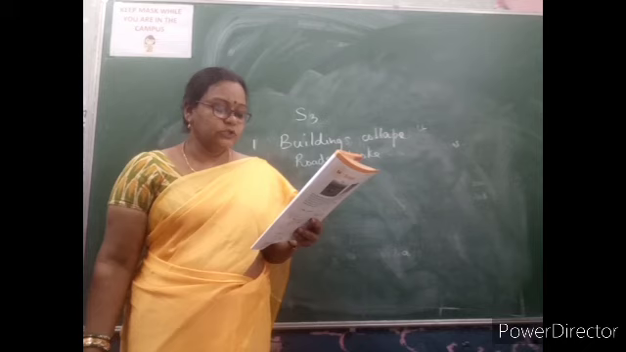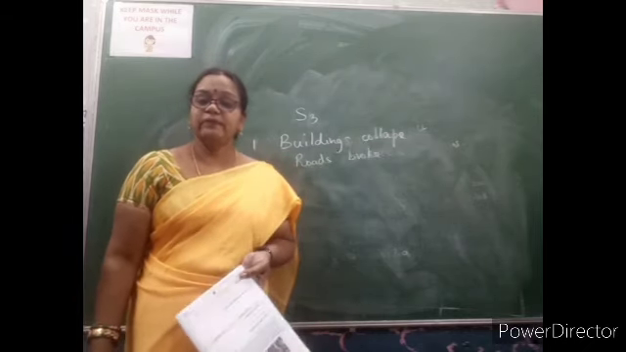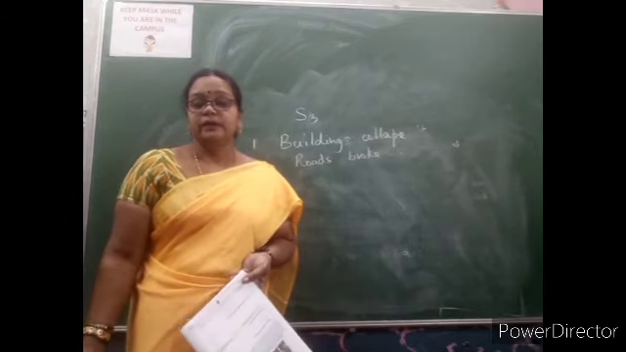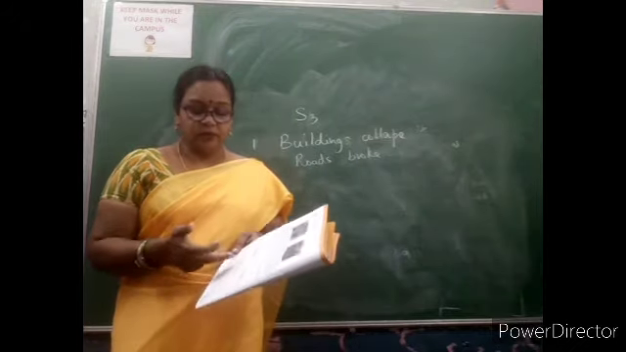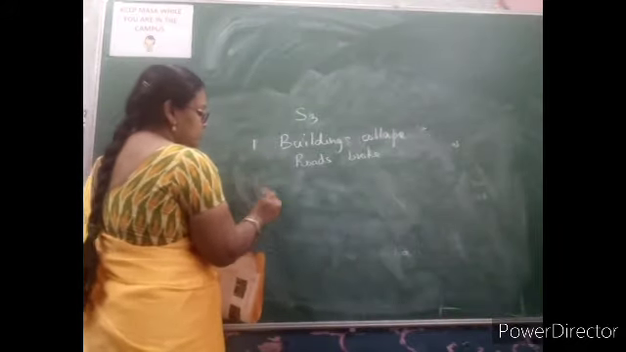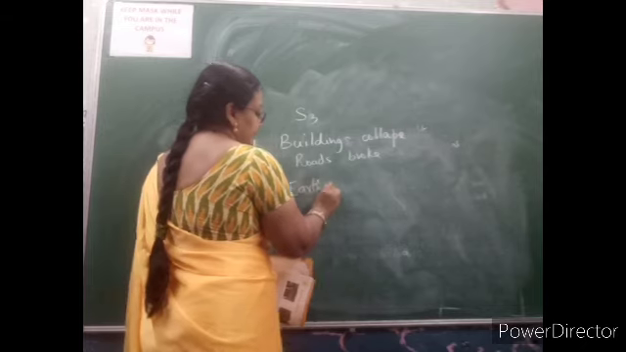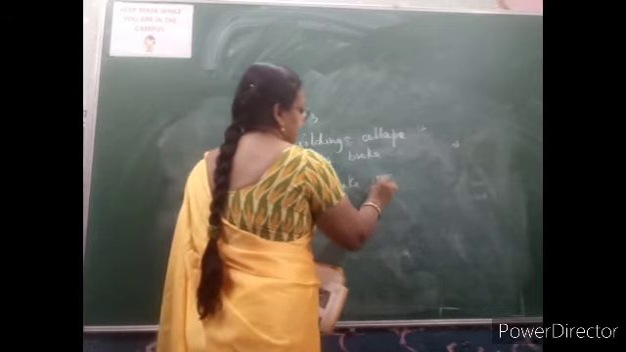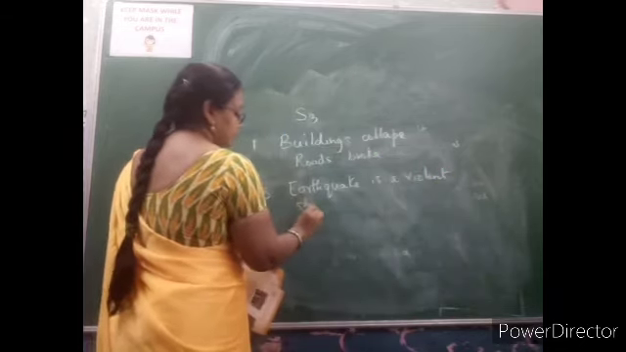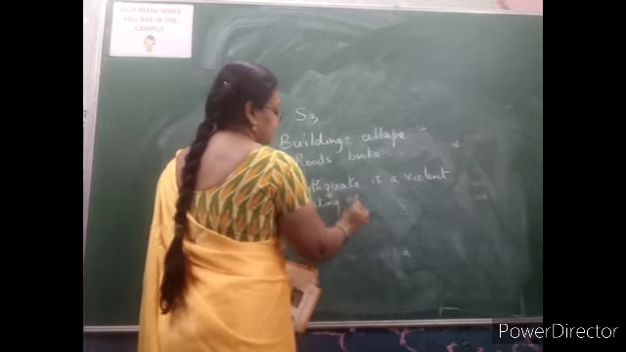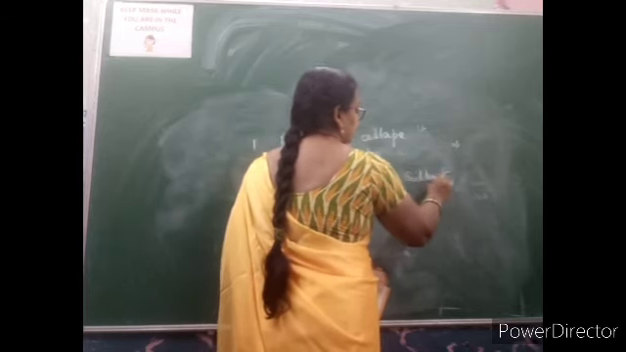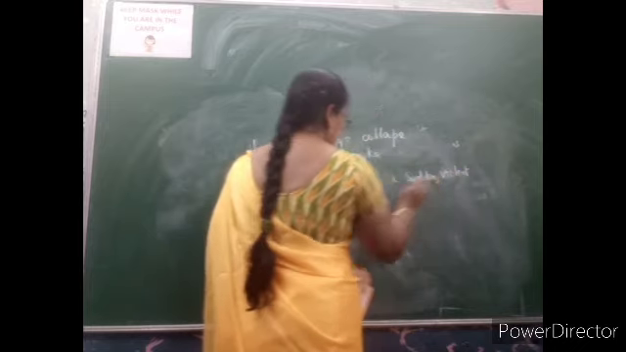Third one. How is an earthquake different from a drought, children? An earthquake happens due to the movement of the earth, right? But what about drought? Drought happens when there is no rainfall for many days. So the second one you are going to do: an earthquake is a violent shaking of the earth. Sudden violent shaking. Suddenly it happens. Sudden violent shaking of the earth.